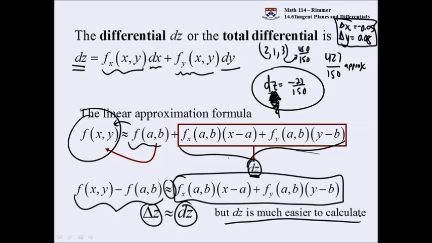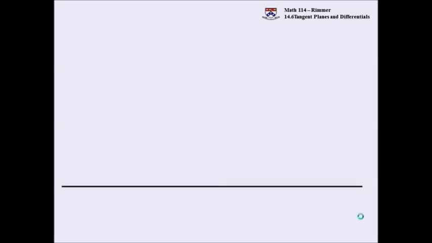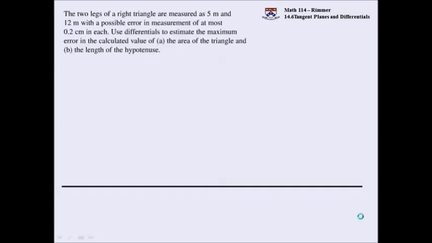That's doable by hand, but plugging it into the formula won't be doable. So here's our example. Two legs of a right triangle are measured as 5 meters and 12 meters. But you could be off. The instrument that you're measuring with, maybe it's not calibrated correctly, so it could be off by as much as 1/5 of a centimeter, 0.2 centimeters, plus or minus, in both the measurements.